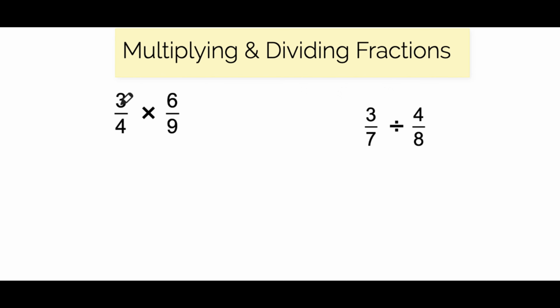So the numerator here is 3 times the numerator here, which is 6, which gives us 18. Okay, then the denominators, 4 times 9 gives us 36. So we can still simplify this number. So we're gonna ask ourselves, how many times does 18 go into 18? That's the highest common factor that it can go in, which is 1. Then we ask ourselves, how many times does 18 go into 36? And that is 2. And that is our answer.